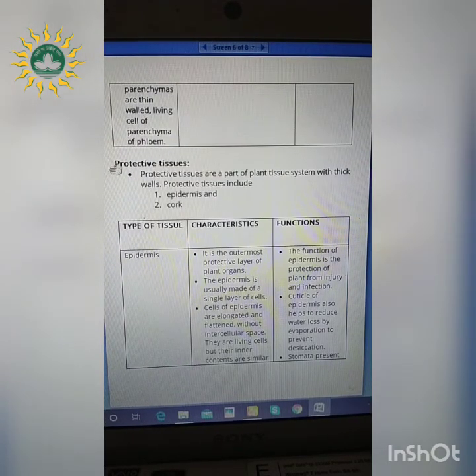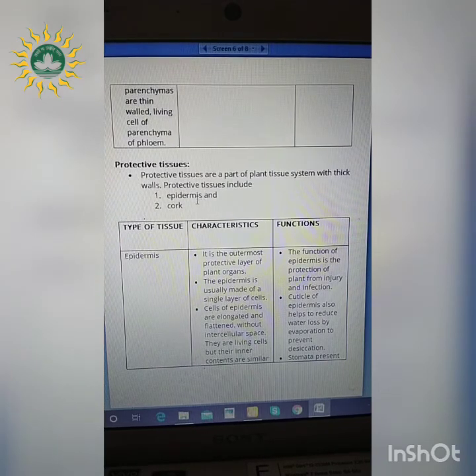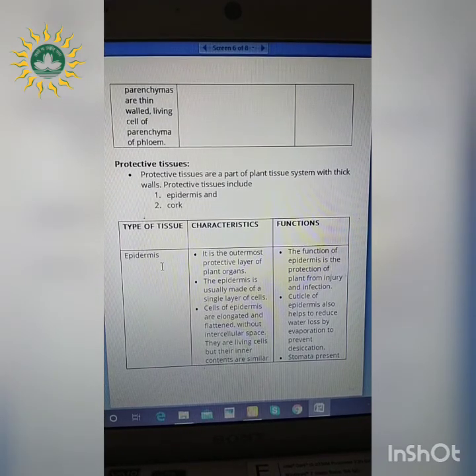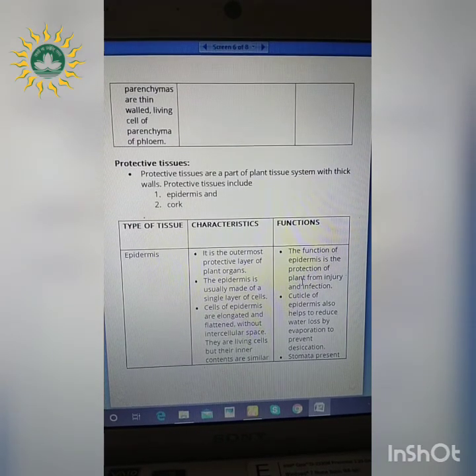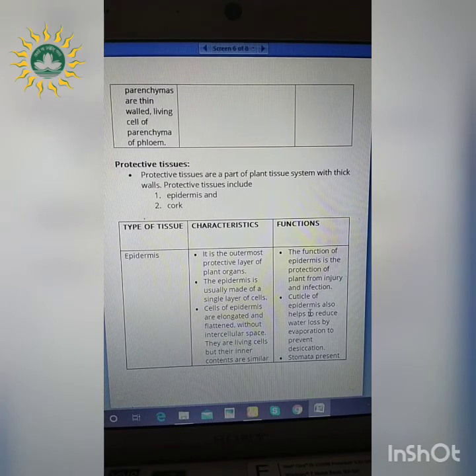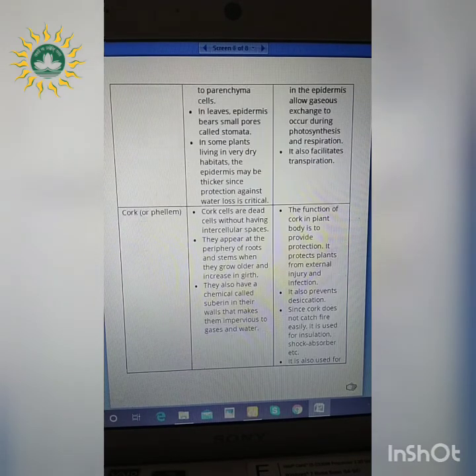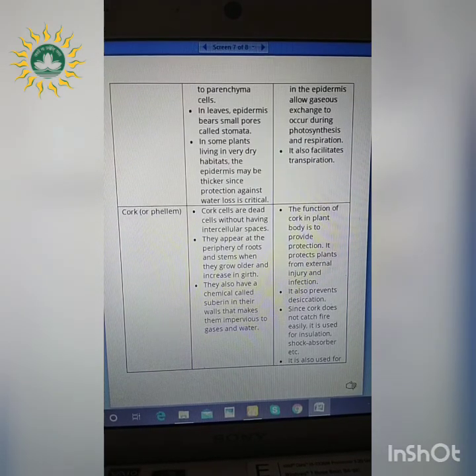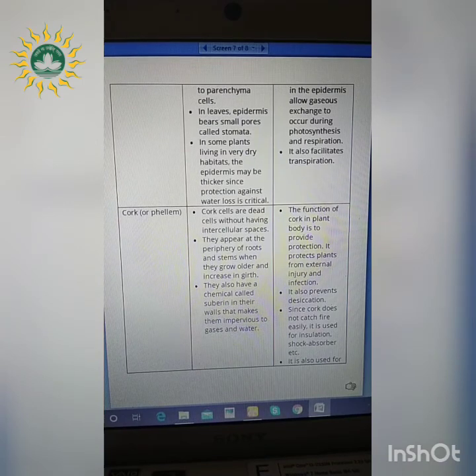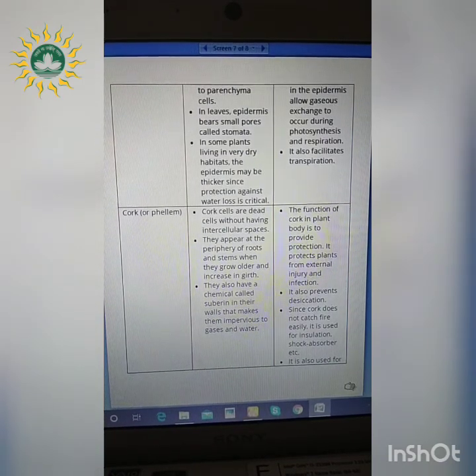And next, the protective permanent tissues are of two types, epidermis and cork. Epidermis is living, present in the outermost parts, and is a single layer of cells without any intercellular space. It is obviously providing protection to the plant and helping to prevent desiccation. The stomata present in the epidermal layers allow gaseous exchange during photosynthesis and respiration and also help in the process of transpiration.